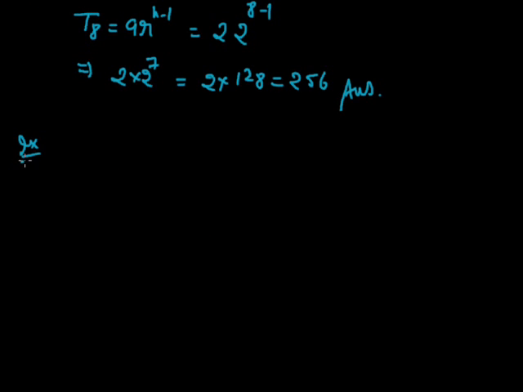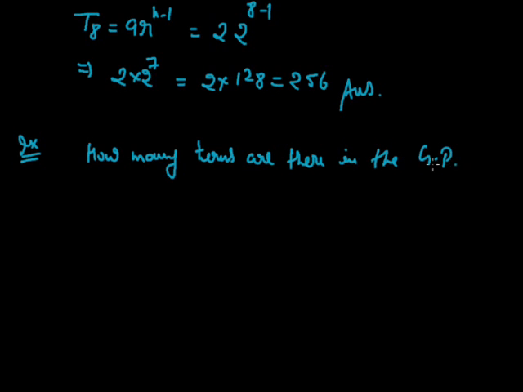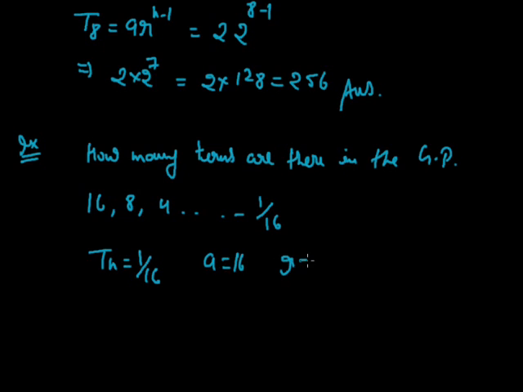Next example, how many terms are there in the GP? GP is 16, 8, 4 and last term is 1 upon 16. So Tn is equal to 1 upon 16, a equal to 16, r equal to 8 upon 16 equal to 1 by 2, n equal to find.